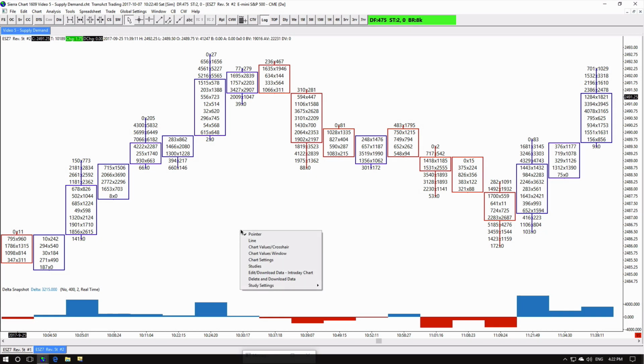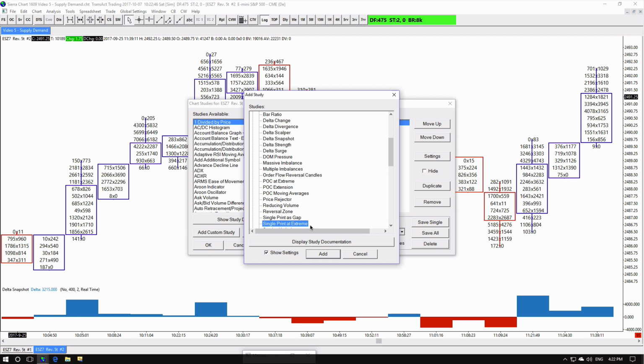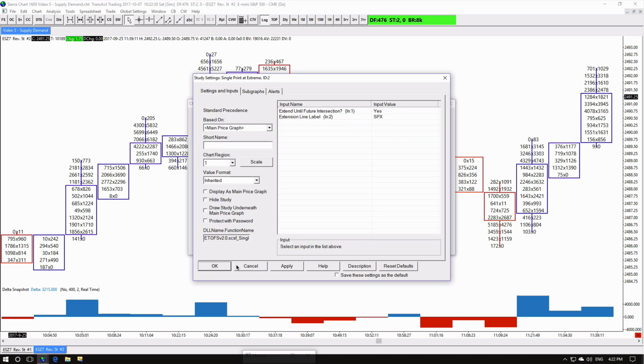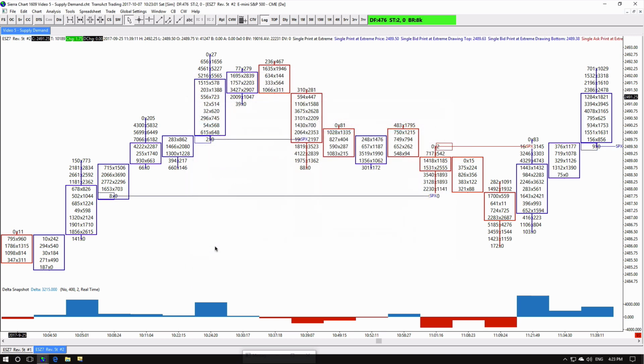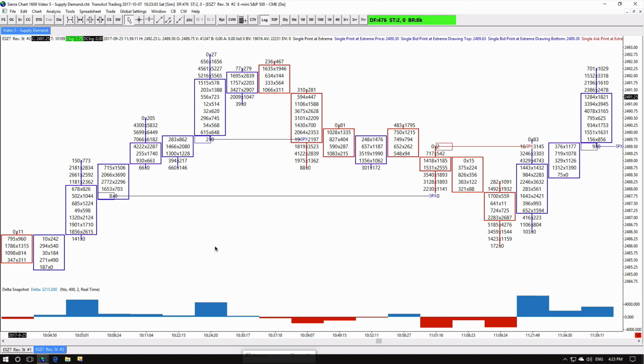The Emoji single print at extreme indicator highlights when we have a lack of demand at the top of a bar or a lack of supply at the bottom of a bar. If we see traded volume of under 10 contracts at the bar's extreme, then we can highlight this price level, as we know this price level may well form future resistance or support. And once again, we can extend this price level out until it trades in the future.